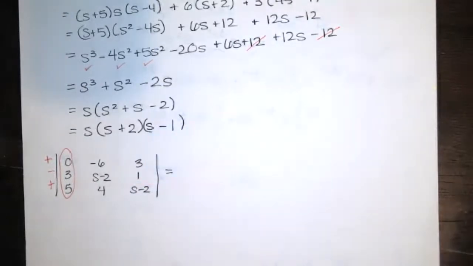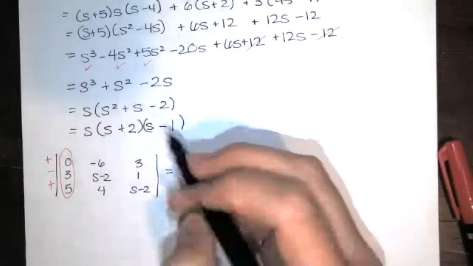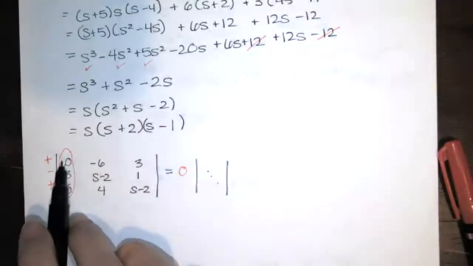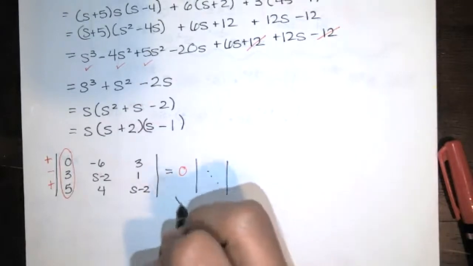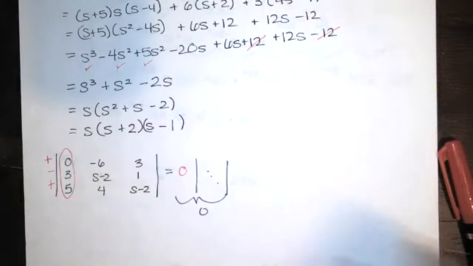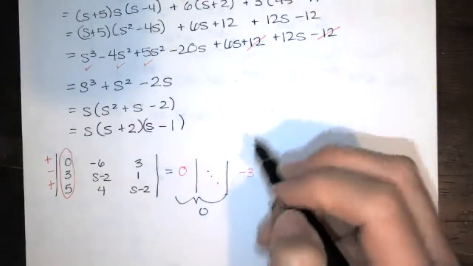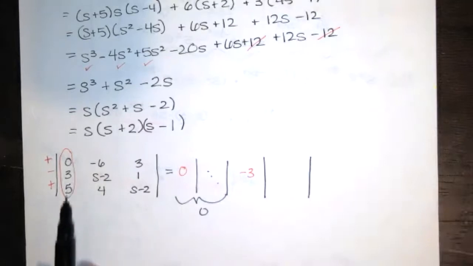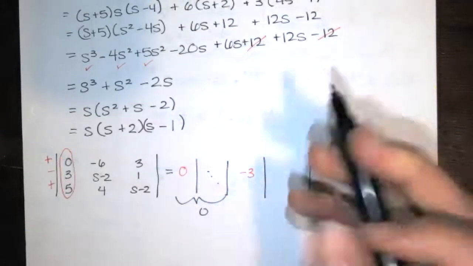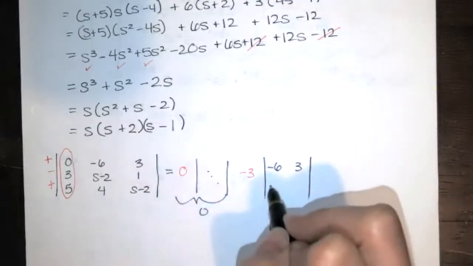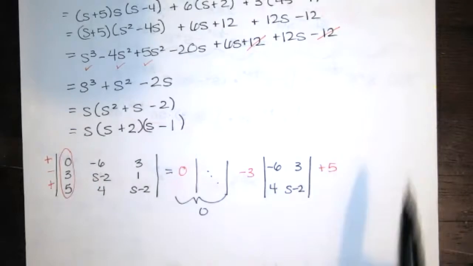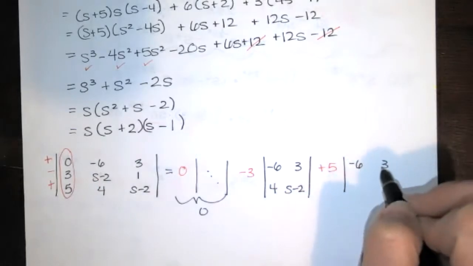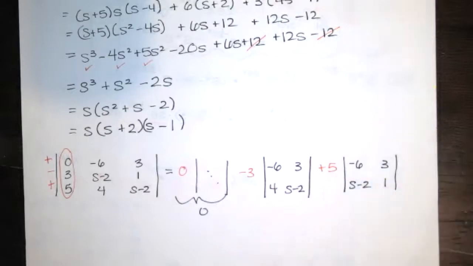So this would be 0 times the determinant that would come from crossing out the row and column containing 0, but multiplying anything by 0 doesn't do anything. So we'll leave that off because we know we're going to get 0 there. And then we'll subtract 3, and we'll multiply by the determinant that comes from crossing out the row and the column containing that. So we'll have -6 and 3 in the top row, and a 4 and an s minus 2 in the bottom row. And then I have plus 5. Cross out this row and this column. We've got -6 and 3 and s minus 2 and 1. Alrighty.